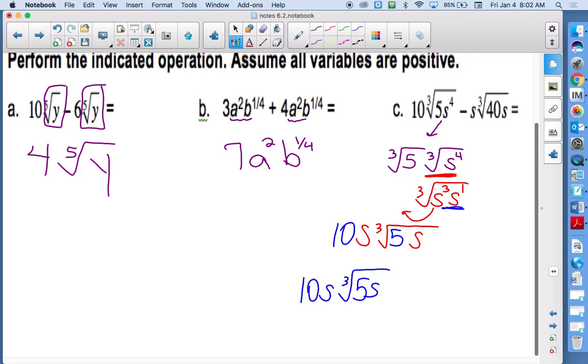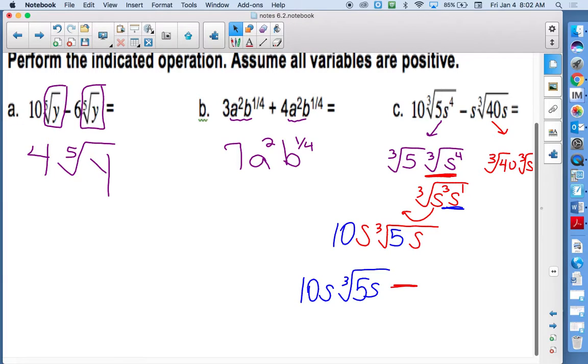So looking at the next one, there's a minus sign, so we have another part here. We're going to try and do the exact same thing with this one. So we have the cube root of 40, and we have the cube root of s. Try and squeeze that in.